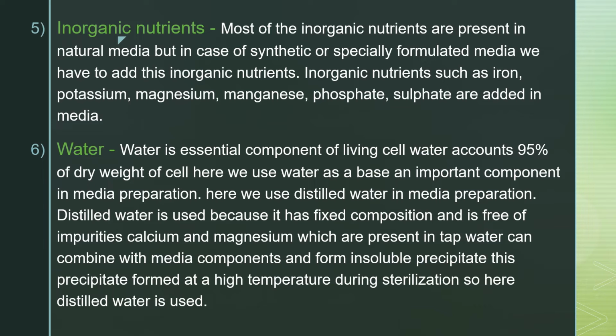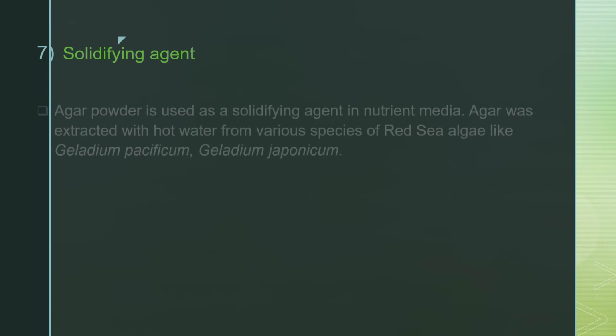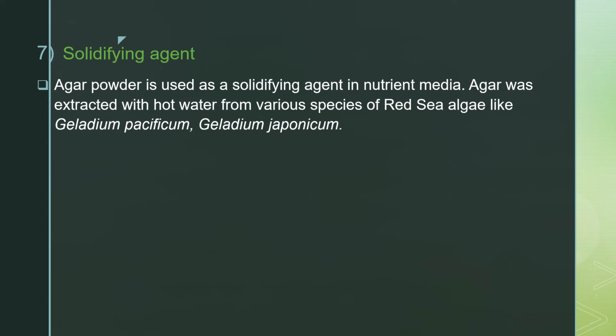So here it is important to use distilled water. Now the seventh one is the solidifying agent. Agar powder is used as a solidifying agent in nutrient media. Agar was extracted with hot water from various species of Red Sea algae like Gelidium pacificum and Gelidium japonicum. So agar is a solidifying agent used in media preparation, extracted from a specific seaweed known as Red Sea algae like Gelidium pacificum and Gelidium japonicum.